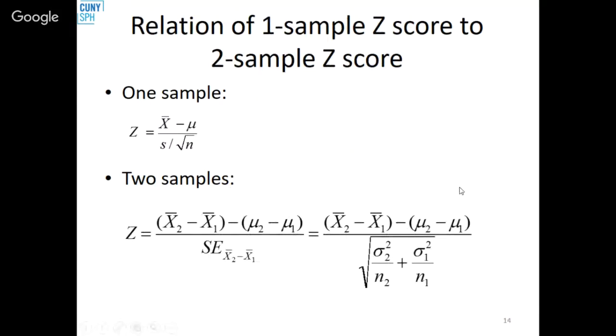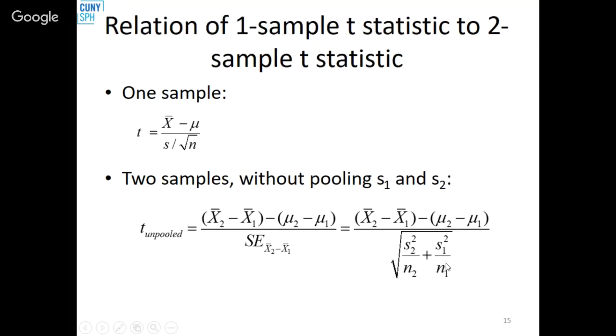Sorry, this is for two independent samples where we have the population standard deviations. And this is essentially a weighted average of the standard errors. When doing a two-sample t-test, you have to make a choice between whether or not you're going to pool the standard deviations that you're estimating from each group.